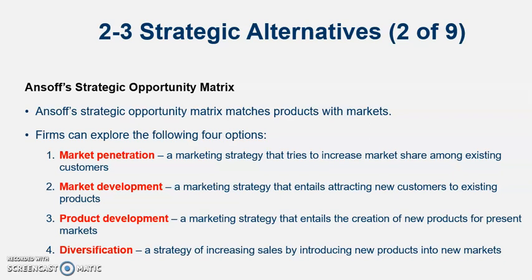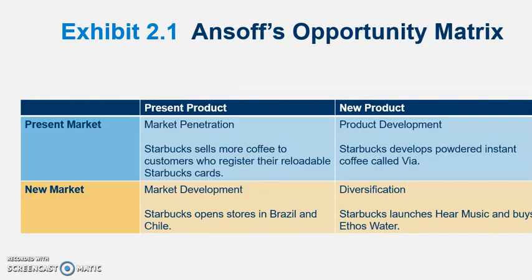Ansoff's Strategic Opportunity Matrix is an opportunity matrix that matches products with its market. There are four things to explore: market penetration, market development, product development, and diversification. The matrix looks as the following. You have on your left the present market, below it the new market, and across the top the current product and a new product.